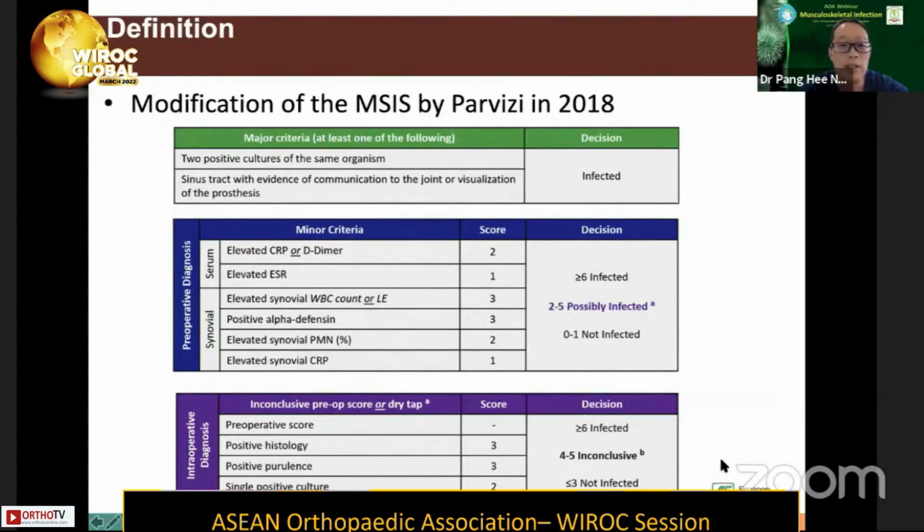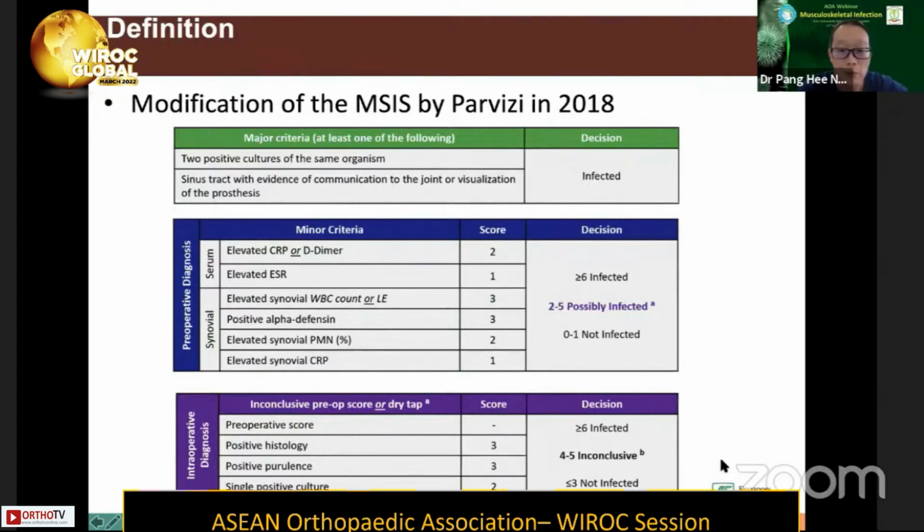So the important minor criteria are synovial cell count or leukocyte esterase or alpha defensin Synovasure. So if you don't have enough fluid from your aspirate, it is recommended that in addition to sending for cultures, you use the limited amount of fluid for synovial cell count or the Synovasure test kit, the alpha defensin. These are the 2 most important minor criteria.